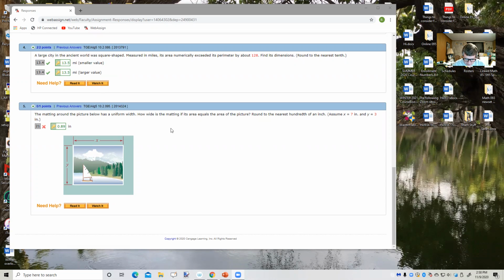All right. Let's take a look at problem number 5. We have a picture surrounded by a mat, and it tells us the length of the picture is X, and up above here it says that X is 7 inches. So over here, X is going to be 7 inches. And then it says Y is 3 inches. So along that side there, that's going to be 3 inches.